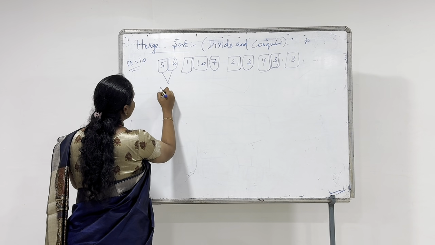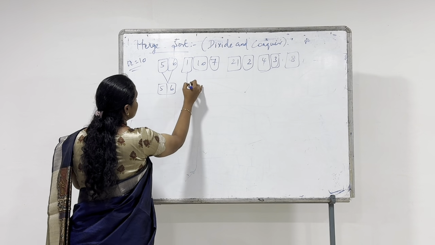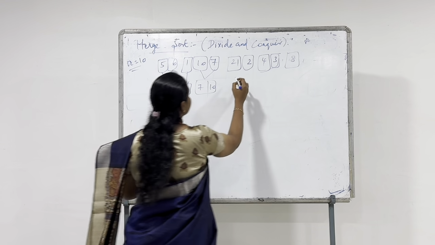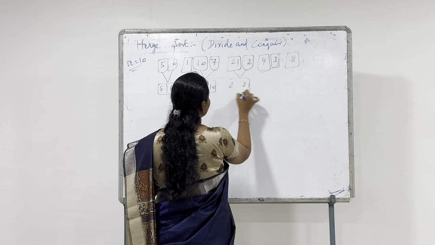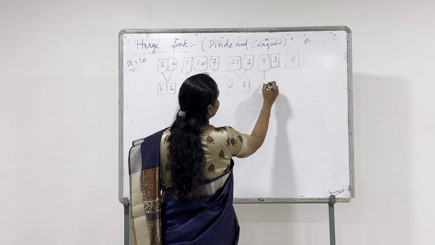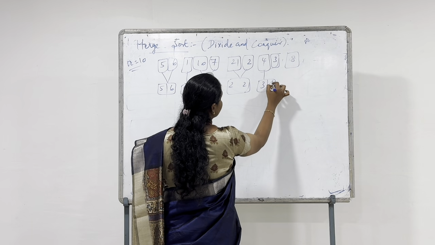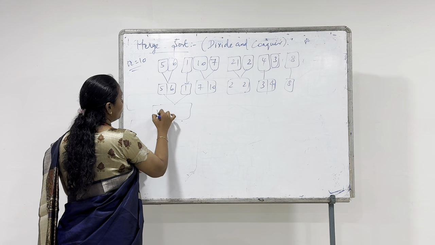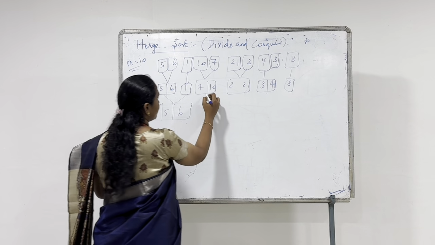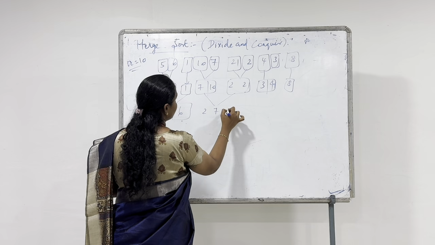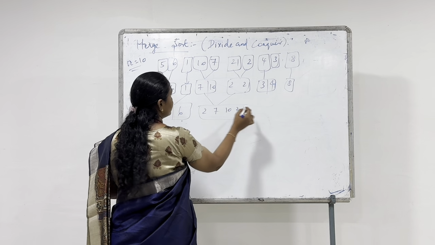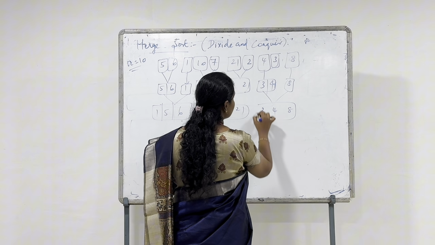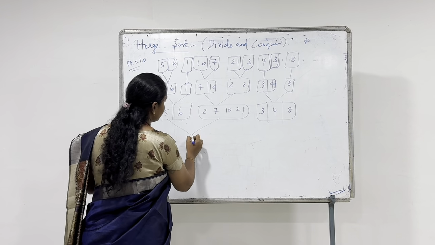So here 5, 6, this is 1, 7, 10. Here it is 2, 21, 3, 4, 8. And then we are merging these two. 1, 5, 6, 2, 7, 10, 21, 3, 4, 8. This is another array. And then merge these two.